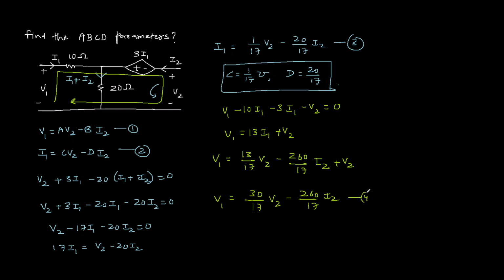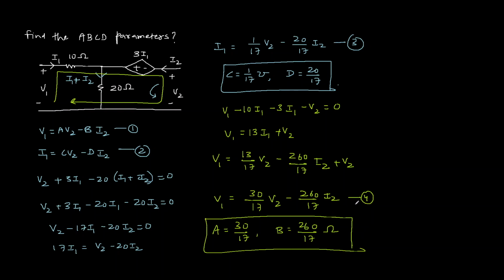So this is equation 4 and it has V1, V2 and I2. Equation 1 has V1, V2 and I2. So now let's compare equation 1 with equation 4. This will give A equal to 30 over 17 and B is 260 over 17 ohms. So that's how we find the transmission parameters or ABCD parameters for the given two-port circuit.